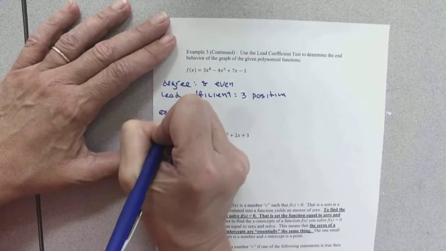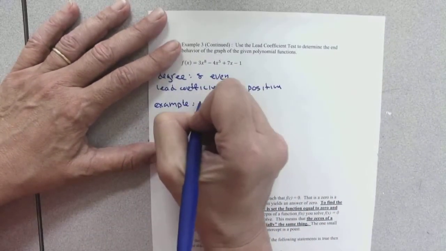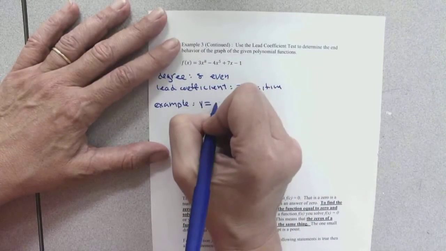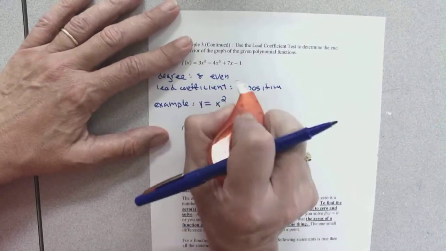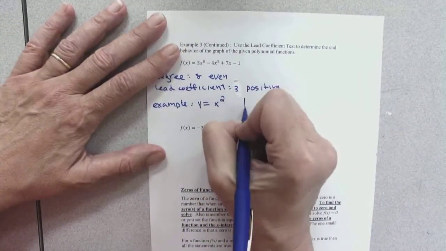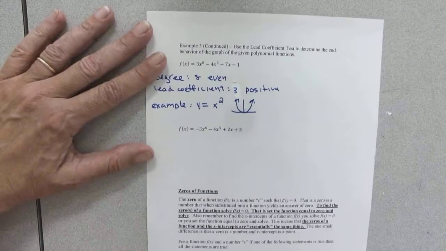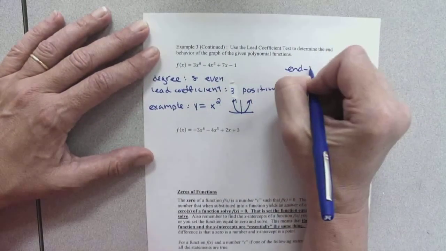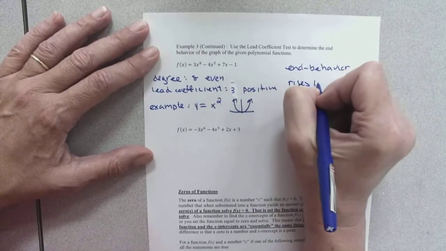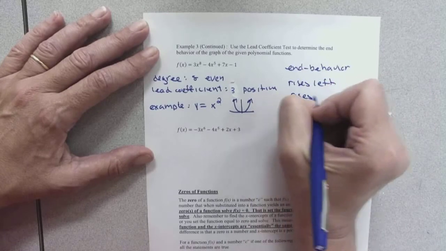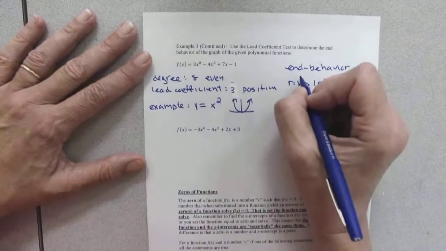So I think of a little example, a much simpler example than the problem I'm given. So y equals x squared. There's an example of that. And we all should know that there's the graph of x squared. And so that tells me that my end behavior is rises left, rises right. That it rises on both sides.